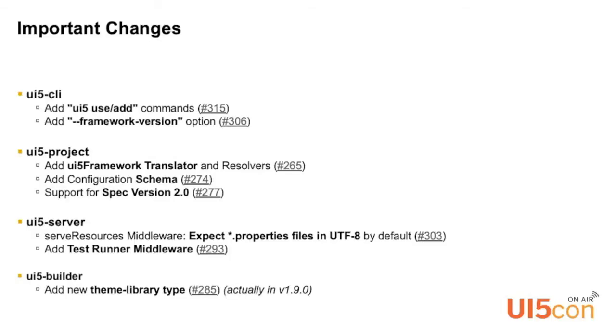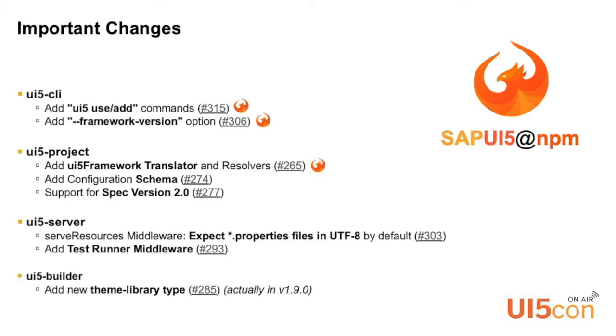So let's have a look into a bit more detail at UI5 tooling 2.0. I compiled a list of what I think are the most important changes here, and a couple of them are directly related to the publishing of the SAP UI5 libraries to NPM. Because of this, we added package manager or package manager-like capabilities to the UI5 tooling. In the UI5 CLI, for example, you now have new commands, ui5 use and add, which you will see in a demo in a second, and also a framework version parameter, which allows you to quickly change the version of UI5 you want to use for your build or your serve task that you're executing.